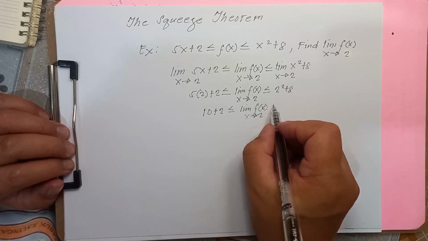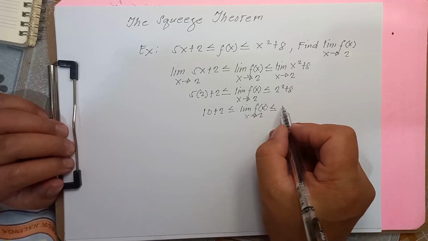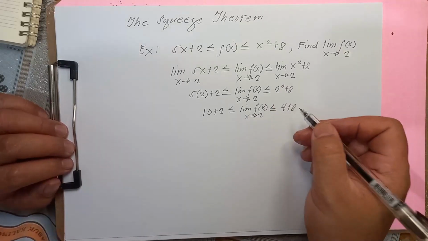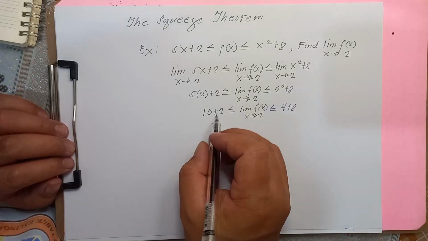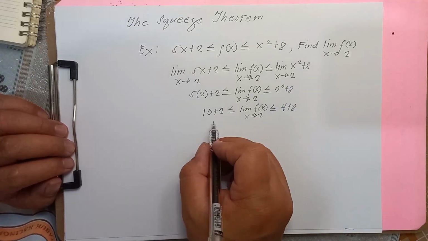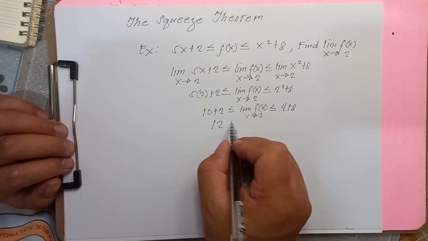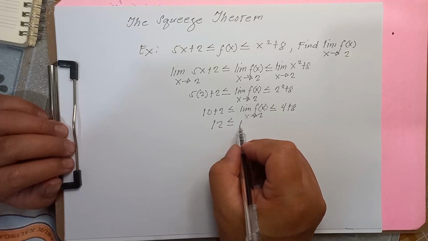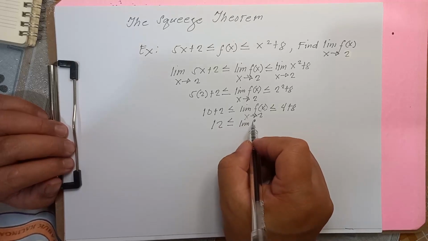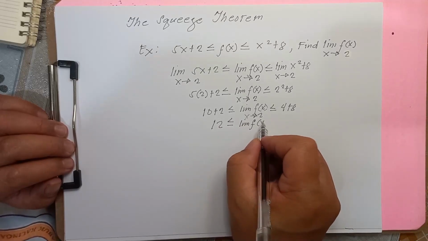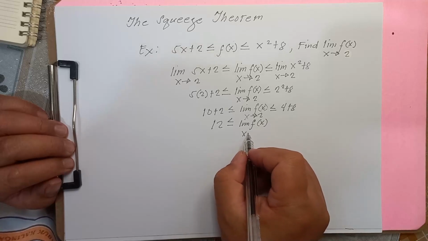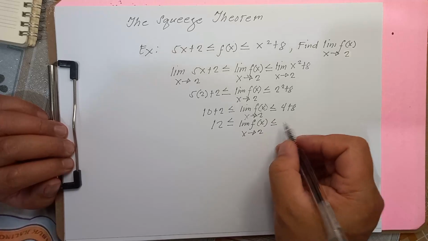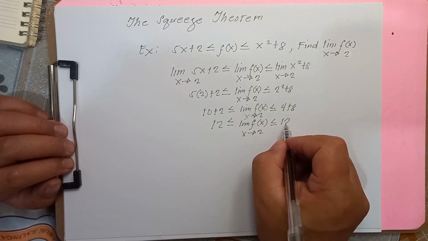And what about this one? Less than or equal to 4 plus 8, so you will notice this is 12. So 12 is less than or equal to the limit of f of x as x is approaching 2, less than or equal to 12 also.